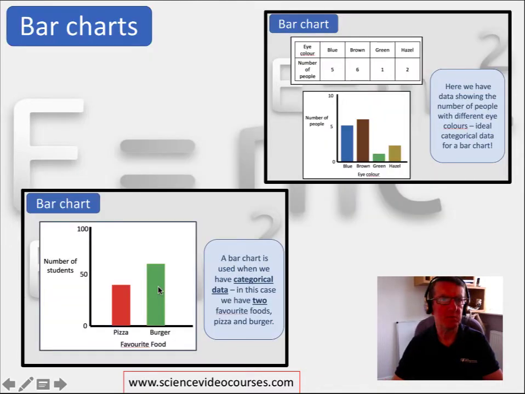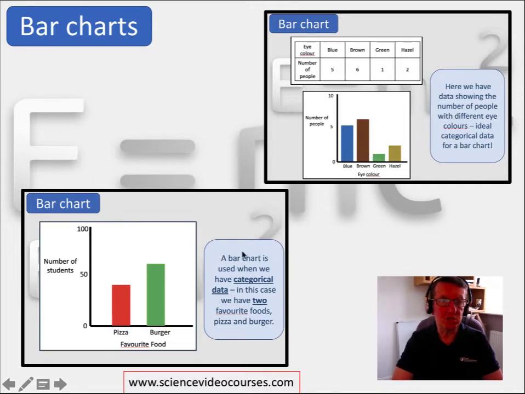Now, here's what we've talked about previously. Here's an example of some data. We've got eye colour here. You might be blue or brown or green or hazel, and this is your number of people here. So here we show a number of people with different eye colours. Now, this sort of data is ideal for a bar chart. Nice and simple, easy to show in a very colourful display.